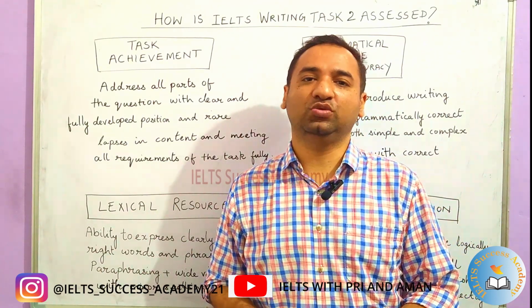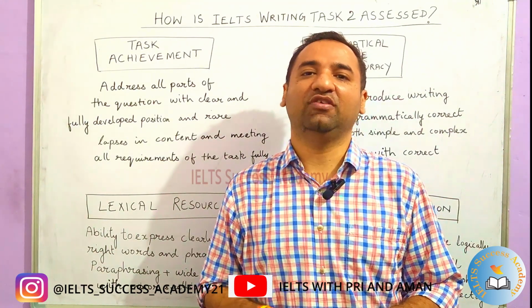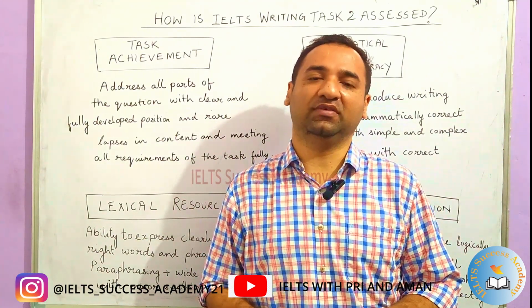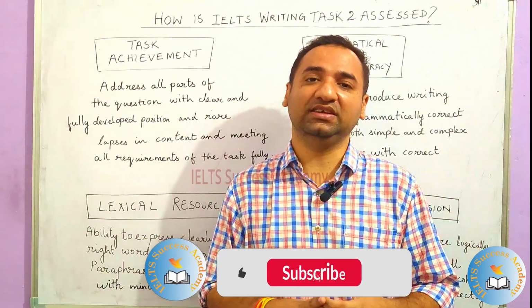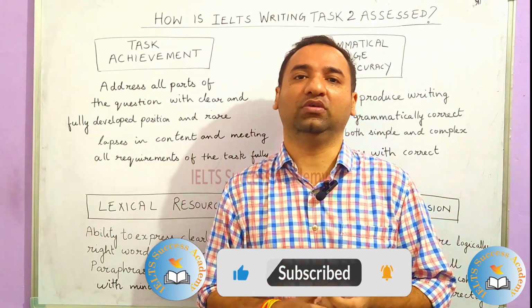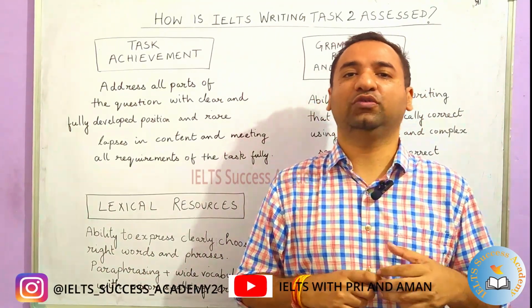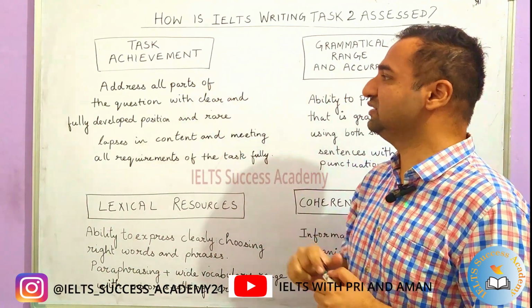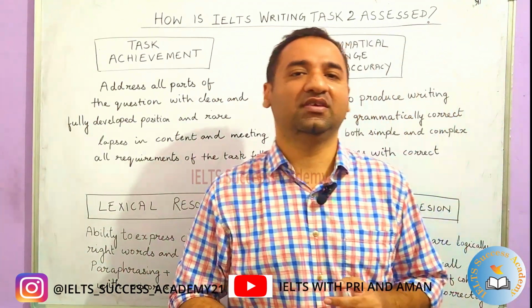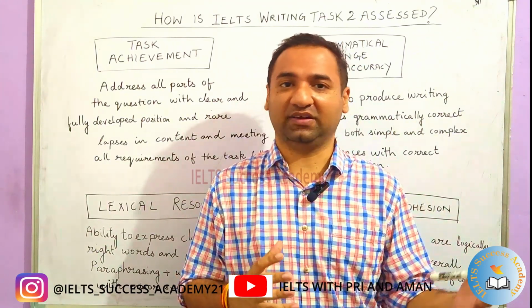In task 2 you are given 40 minutes essentially and you have to write about 250 words. Writing task 2 comprises 66% of your marks in the whole writing module. So let's look at some of the band descriptors that you will be assessed on. The first one is task achievement. What should you aspire for?